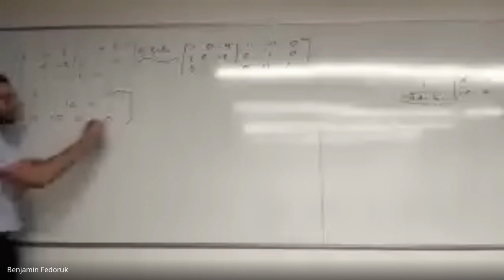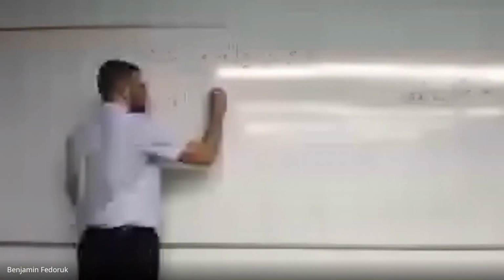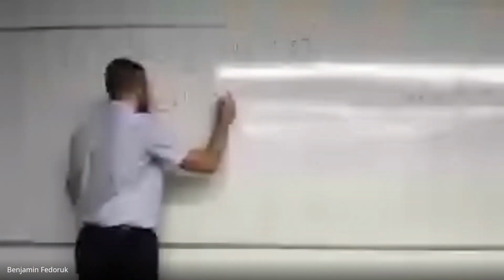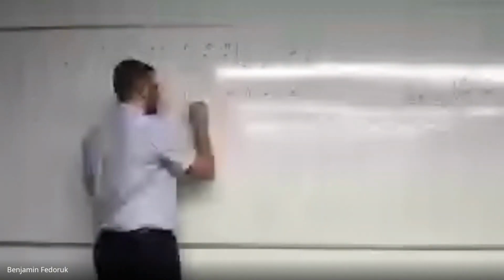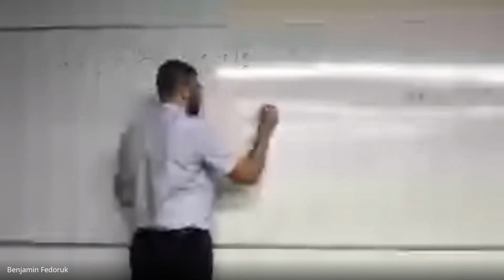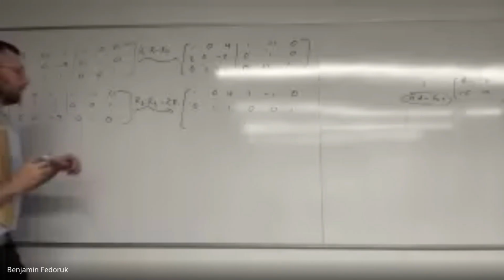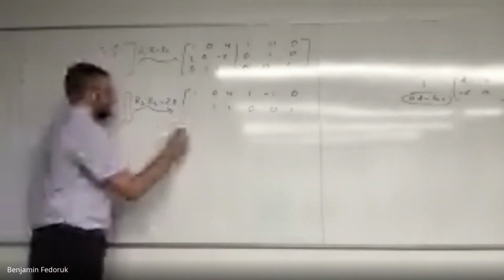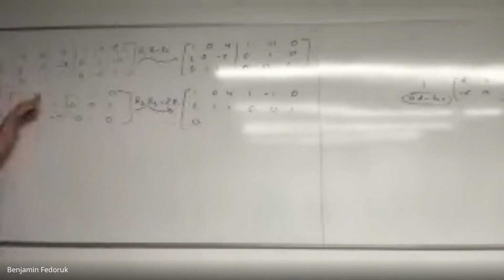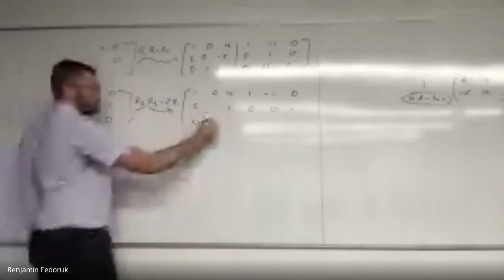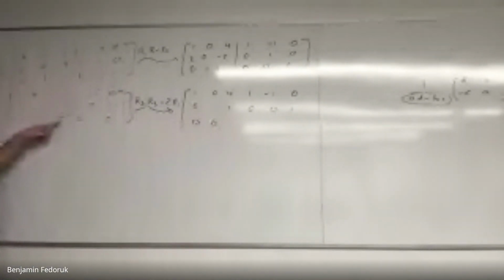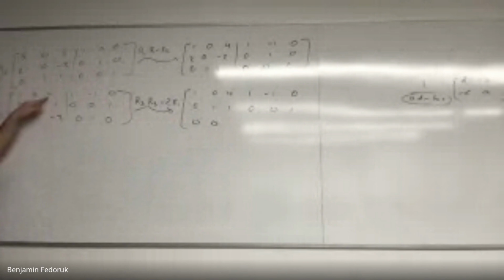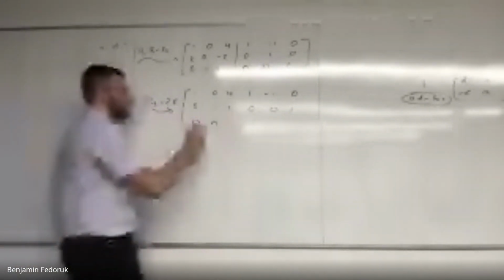So first row stays the same. Second row. And third row, we're doing this minus 2 of those. So 2 minus 2 times 2 is 0. 0 minus 2 times 0 is 0. And we've got minus 2 minus 8 more, so it should be minus 10. If I make a math error, let me know.